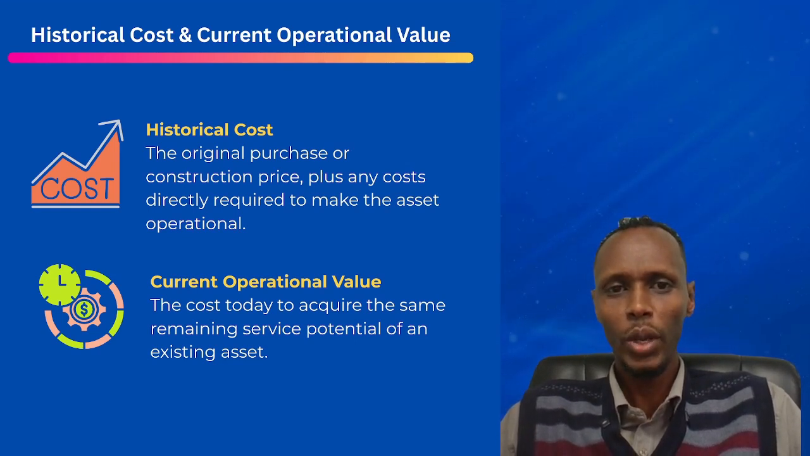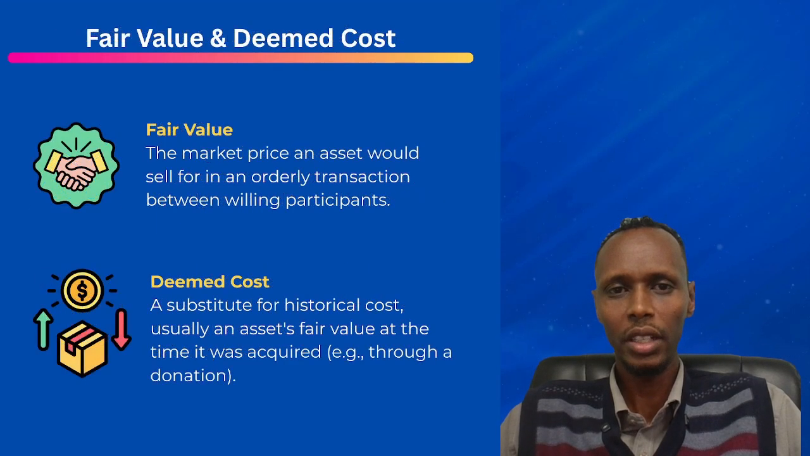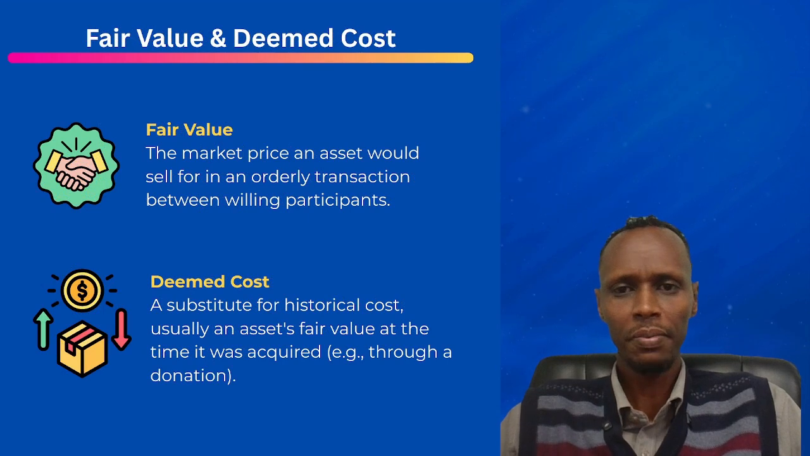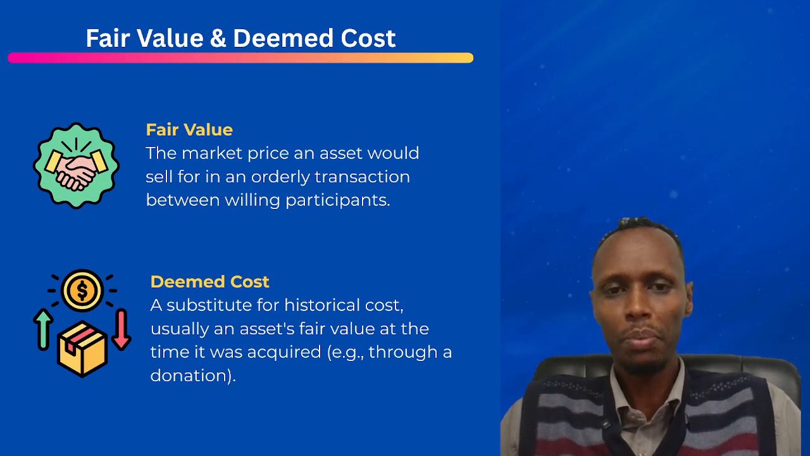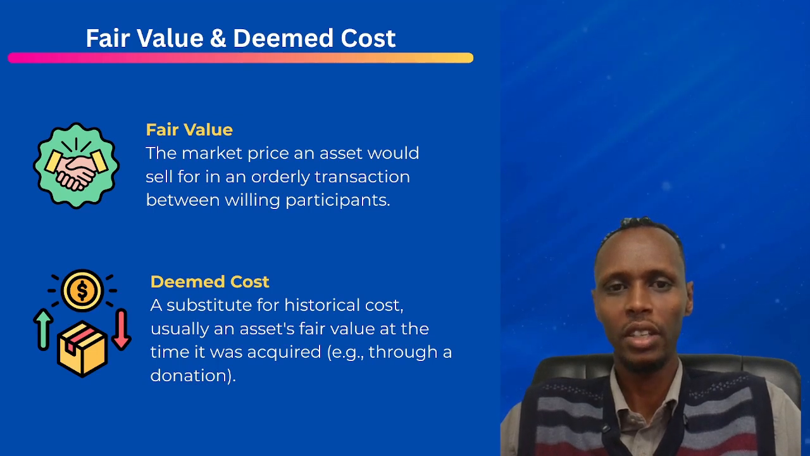And finally, we explain fair value and deemed cost. Fair value is simply the market price. It is the price you would get if you sold the asset in a normal transaction today. For example, the fair value of a government-owned building is what a buyer would be willing to pay for it in the open market.